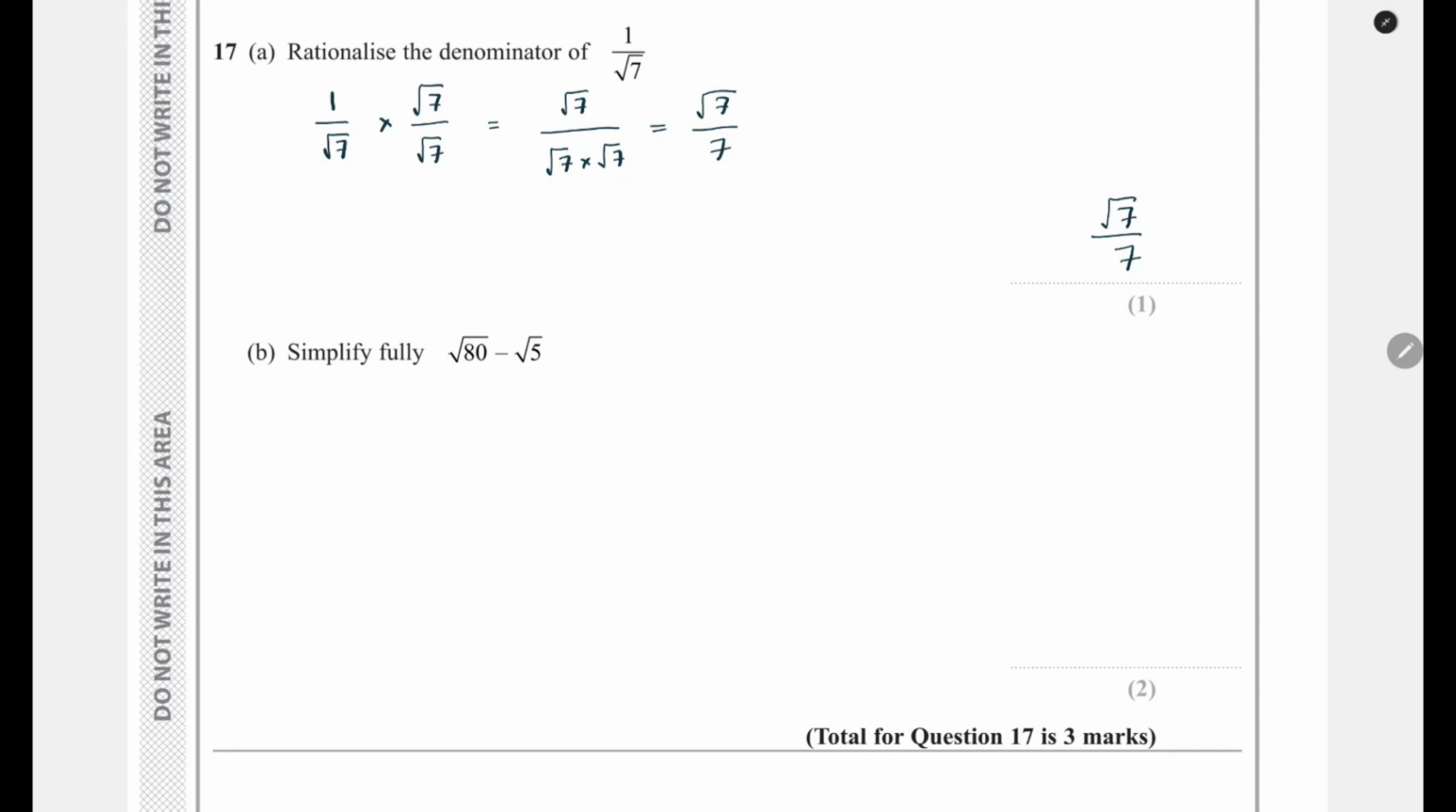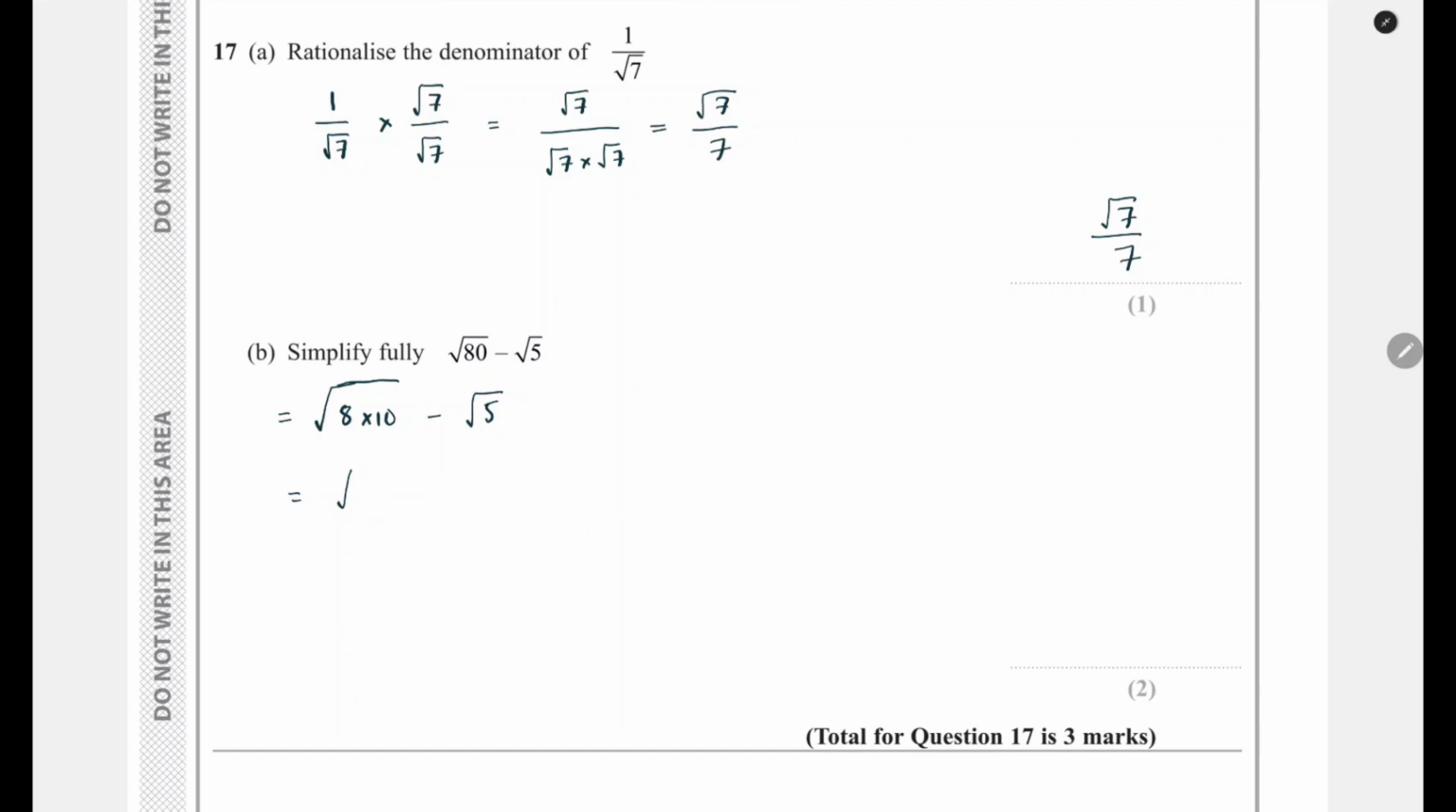Part B says, simplify fully root 80 minus root 5. So we're going to factorize root 80 into 8 multiplied by 10. And we can't factorize root 5 any further, so that becomes that.